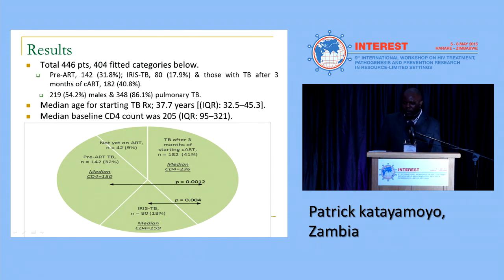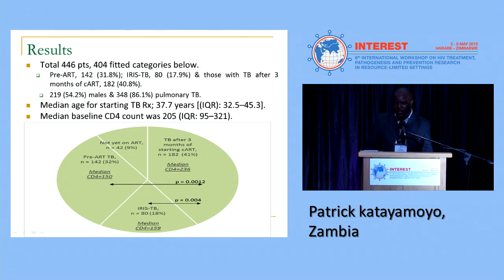In terms of the results, out of the 446 patients, 404 patients fitted in these three categories. We had 142 patients, about 31.8%, in the pre-ART group. The IRIS TB group was about 18%, about 80 patients. Those who developed TB beyond 3 months of being on ART were 40.8%, about 41%, about 182. Majority were males, and most of the TB was pulmonary in nature, 86%. The median age for starting TB treatment for the whole group was 37.7, and the median CD4 count for the whole group was 205. The results are summarized in the pie chart.